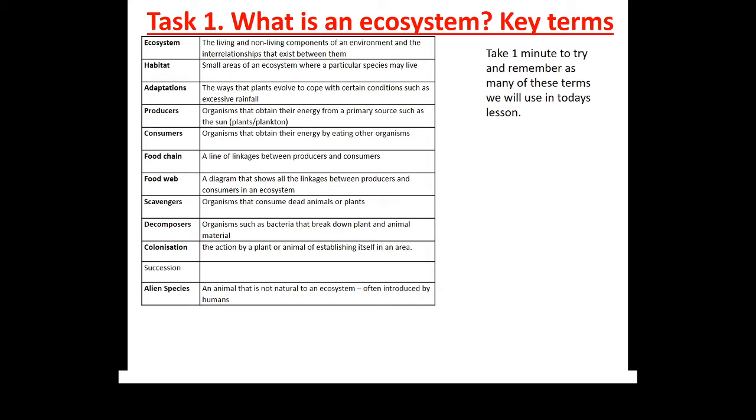I've given you a list of key terms. What an ecosystem is. So an ecosystem is the living and non-living components of an environment. And what we mean by that is it's all the plants, all the animals, and all the non-living things that work together to form an environment, whether that be plants, animals, rocks, water, even humans.